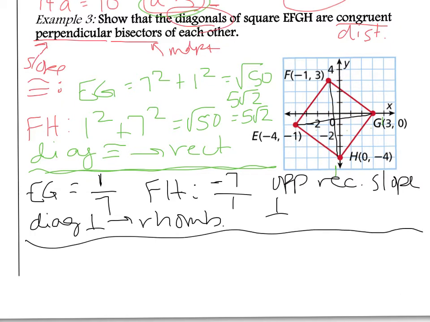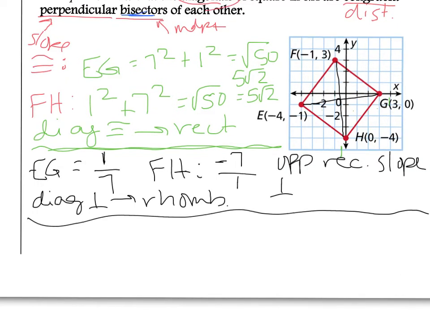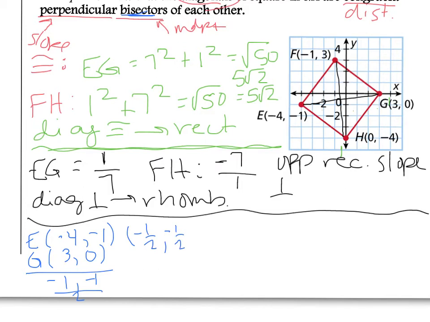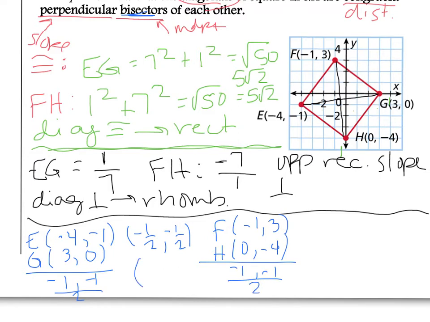Okay, let's hope I don't run out of room here. My last objective is to prove that they bisect each other. It won't let me erase anymore. We're going to do that by proving that they have the same midpoints. E is at -4, -1, and G is at 3, 0. When I add those up and divide by 2, I'm at -1/2, -1/2. F is at -1, 3, and H is at 0, -4. Look there, -1, -1, divide by 2. So this one also has a midpoint of -1/2, -1/2.